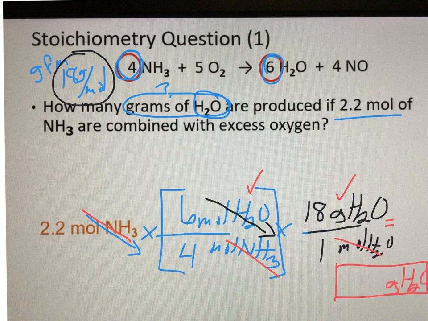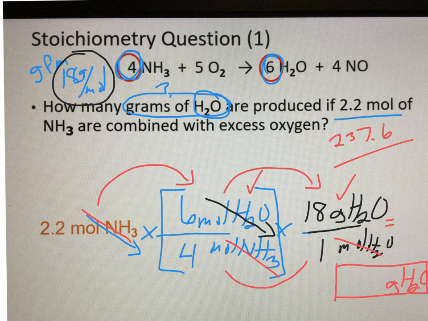So now all you have to do is multiply and divide. So remember, everything on top is going to multiply. So 2.2 times 6 gives you 13.2 times 18. Your top number is 237.6. Now on the bottom, 4 times 1 gives you 4. So you're going to take that 237.6 divided by 4. This will give you 59.4 grams of water, which is your answer. And that's it.